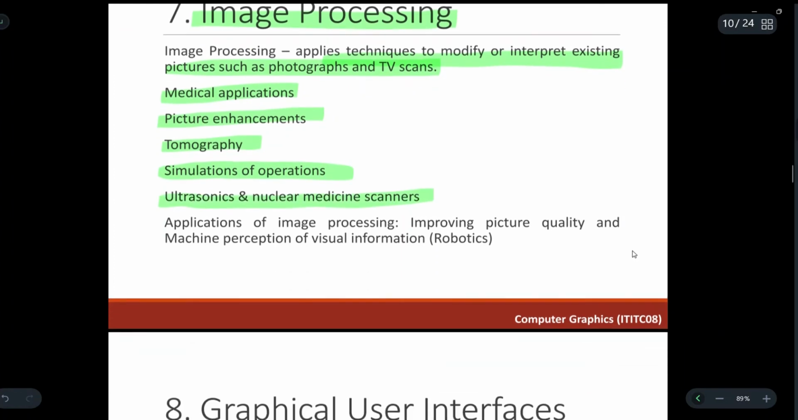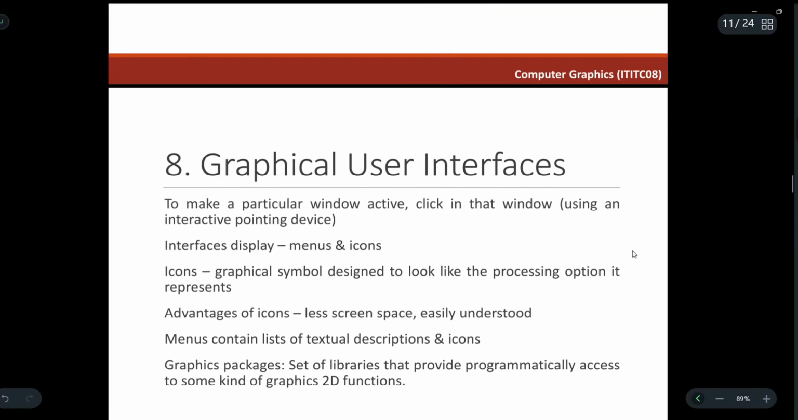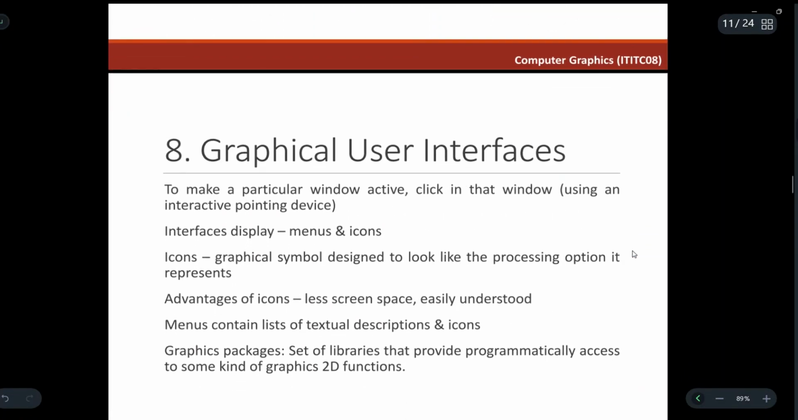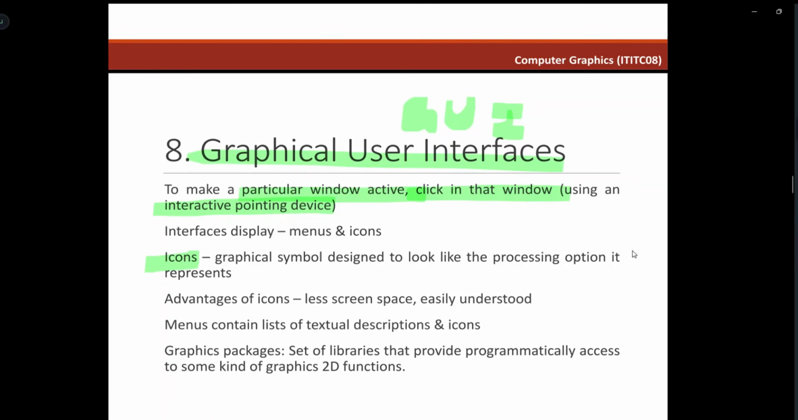Then lastly, we have the graphical user interface, or GUI. In a GUI, we can make a particular window active, or when we click on that window using an interactive pointing device, we are able to create icons. The advantages of icons are that they consume less screen space and they are easily understood.